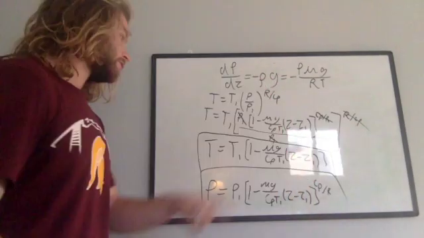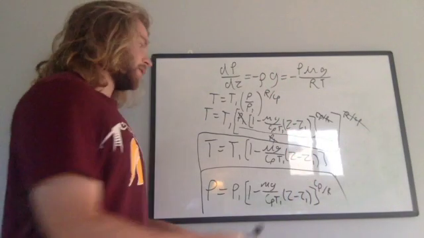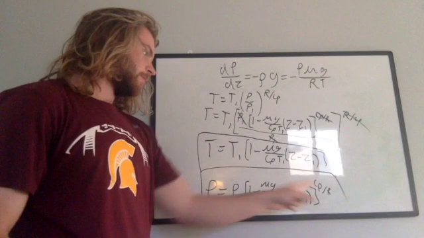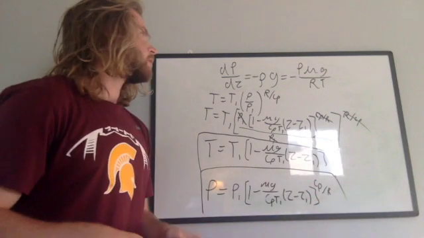And these are going to be our two equations. This is going to be our temperature as it changes with the altitude, and this is going to be our pressure as it changes with the altitude. So there you have it.